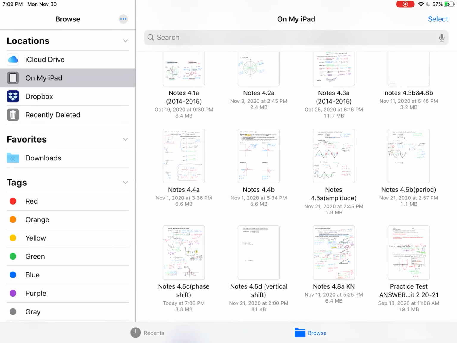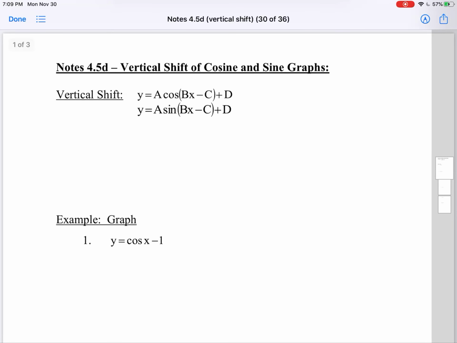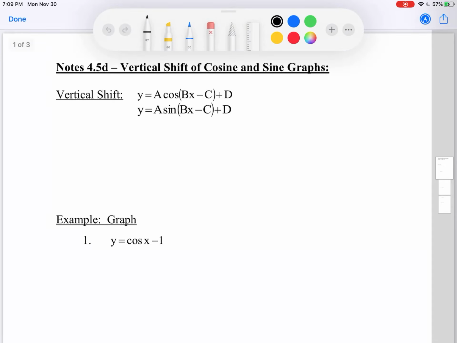And we will get started on section 4.5D. Okay. If you want to do questions 3, 5, and 6 right now and pause the video and practice it on your own and look at my answer key, by all means, please do so. Otherwise, you can keep on going.